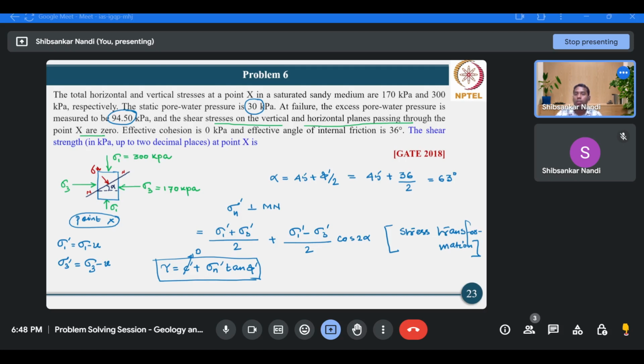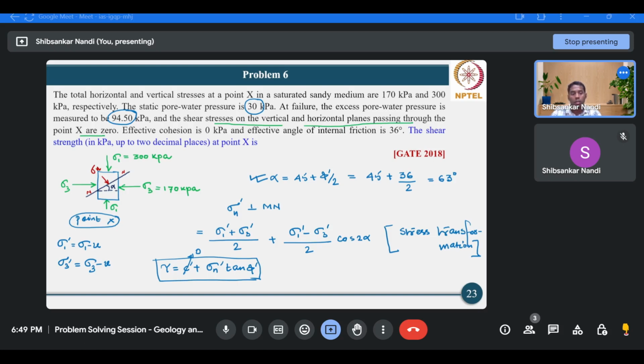Obviously, in terms of effective stresses, you can then utilize the Mohr-Coulomb failure criteria to calculate the shear strength on that plane. And first, the failure angle information, that is, the angle made by the failure plane with the major principal plane, is also very important, and we have calculated that from the equation 45 plus phi by 2, which we derived in one of our earlier problems in today's session. This question was asked in the GATE examination 2018.